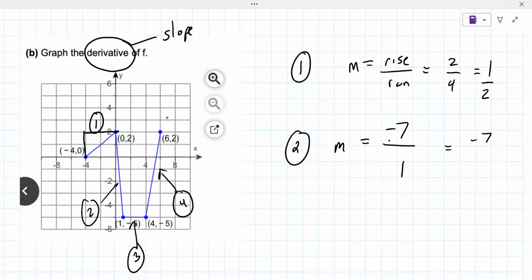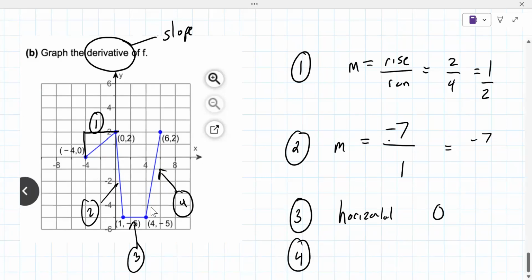And so the same thing for 3. Now when it's horizontal, horizontal means that the slope is 0. And at 4, what's the slope at 4? Would it be 7/1 again? 7/1. This time it's positive because it's going up and to the right.